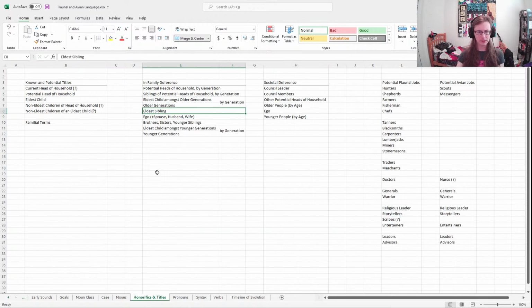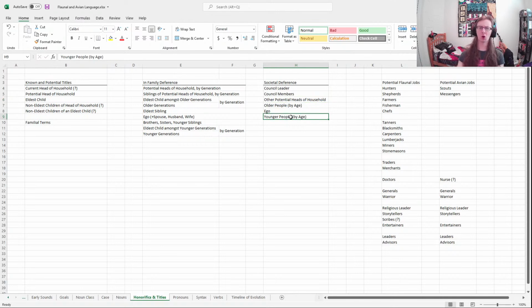Alright, let's go back to over here. Let's look outside the family for a moment. For people older than you, you would be formal with, or for, as we mentioned, Flaunal creatures who are around your age as well. They would all get the formal distinction. Council members and council leaders and other potential heads of household would get the high formal distinction, although it's potential that other potential heads of household would get the formal distinction. We'll come back to that.